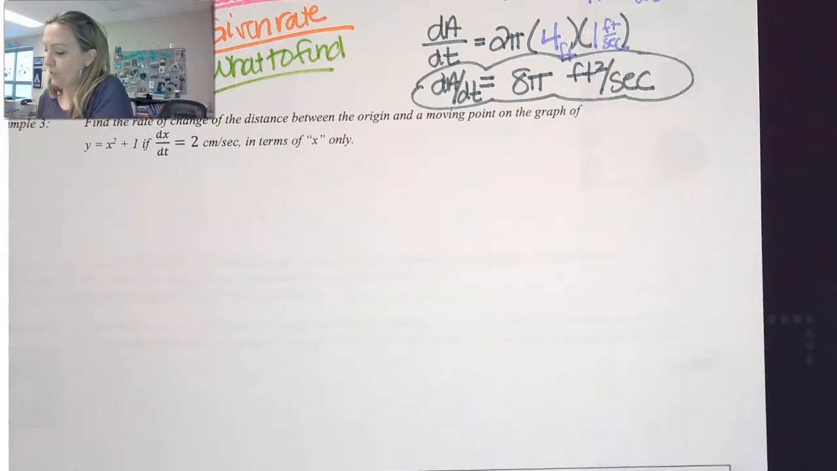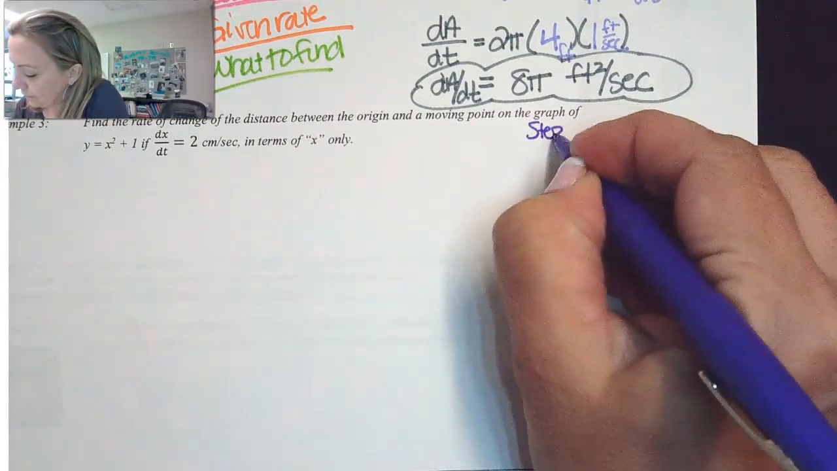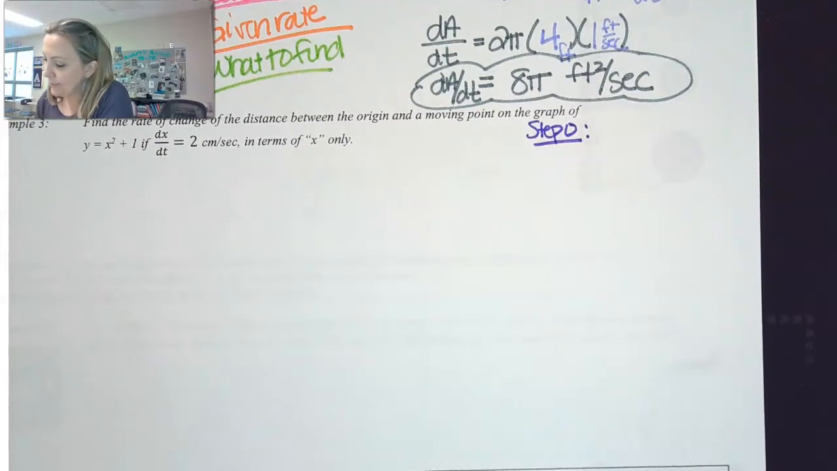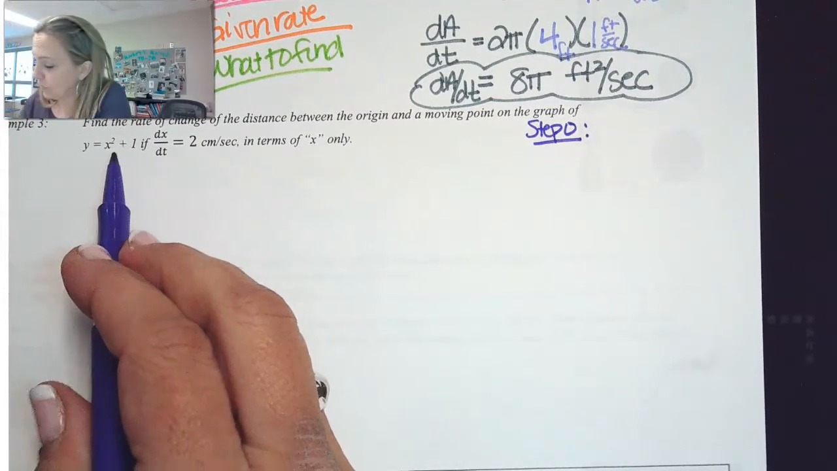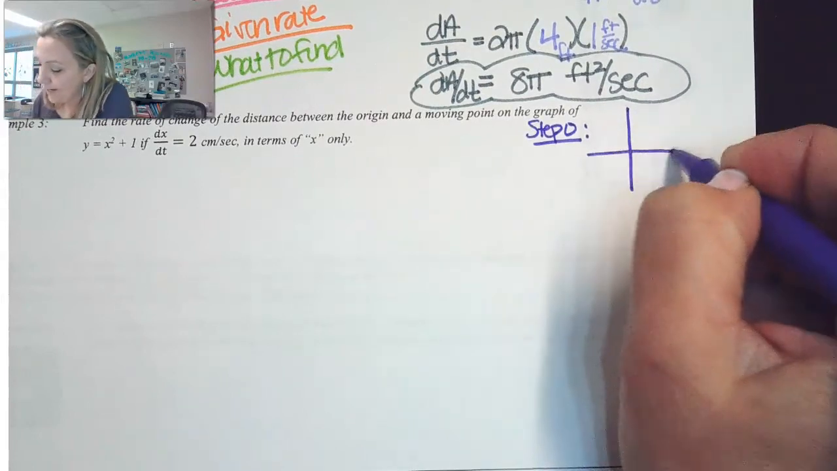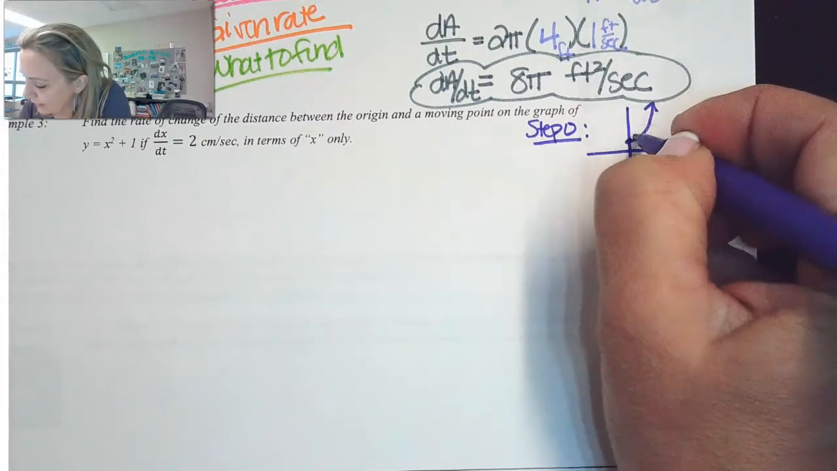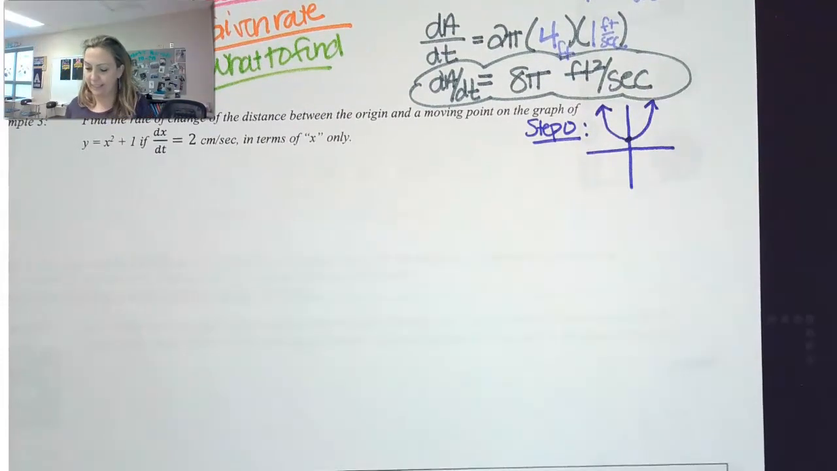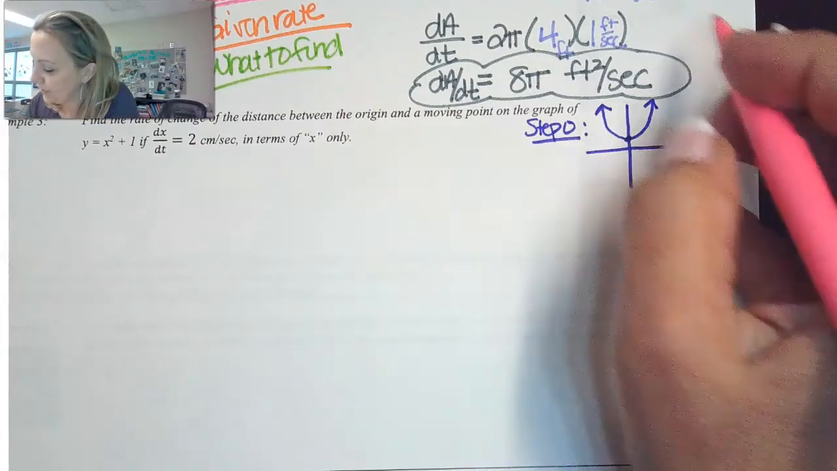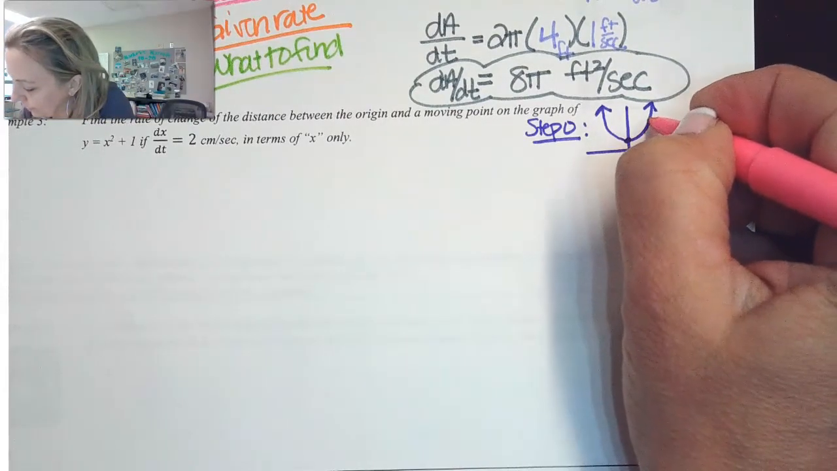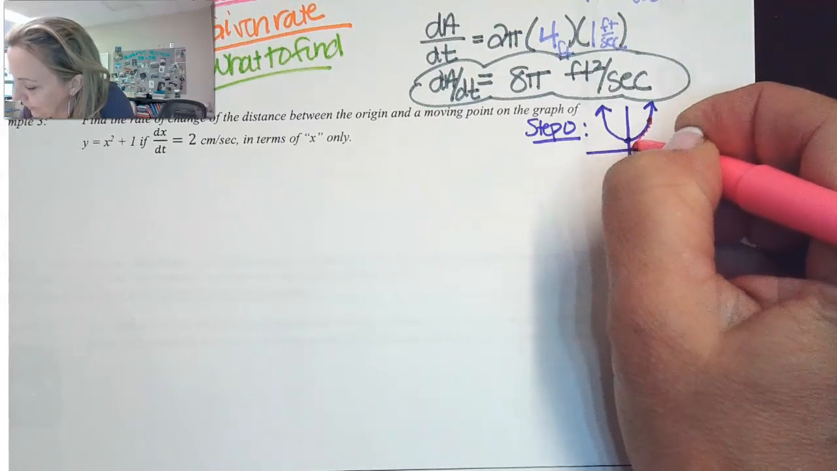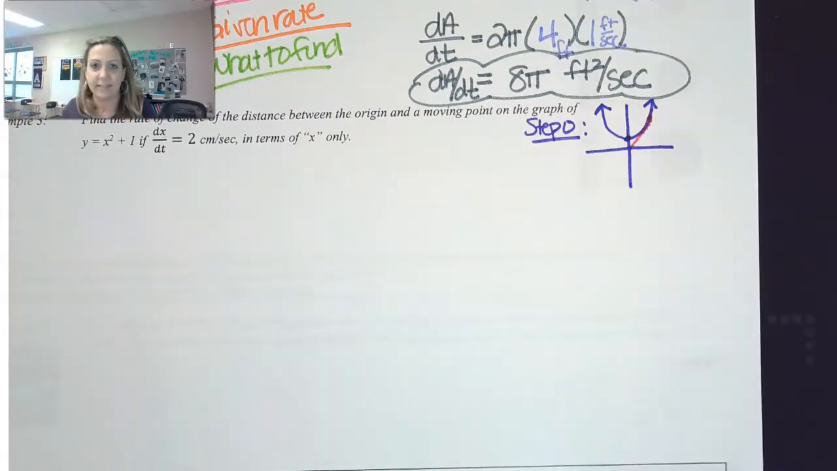So I'm going to do a little sketch. Okay, so step 0, it gives us this graph. So I guess I'll just draw that for our graph. y equals x squared plus 1 means our vertex is going to be at (0, 1), and it just looks like this. And it does want the distance between that moving point and the origin. So essentially, we could put any point on here, and it's like from here to the origin, how far away that is. Okay.